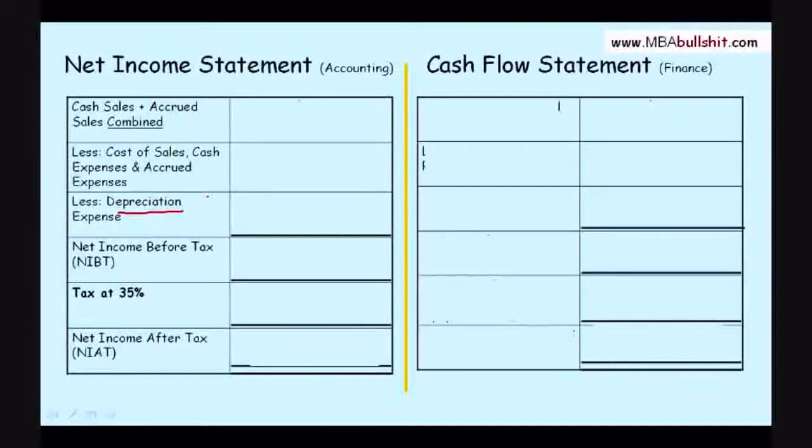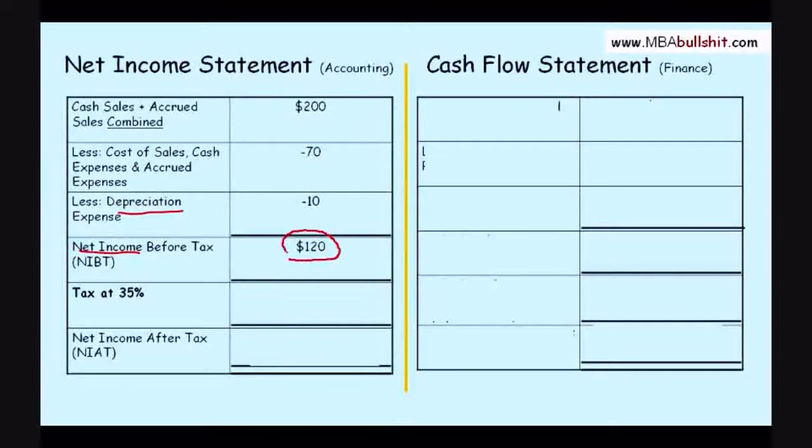Alright, so let's try it right now. Let's say that you had cash sales and accrued sales combined of $200. Let's say you had cost of sales and cash expenses and accrued expenses and also accrued cost of sales of $70. And you also had depreciation expense of $10. We now can compute your net income before tax of $120. So this is how much you earn before tax, and this is considered your net income.